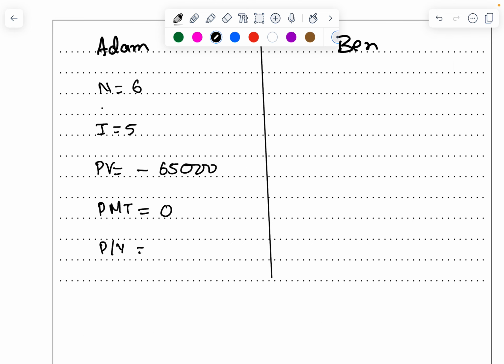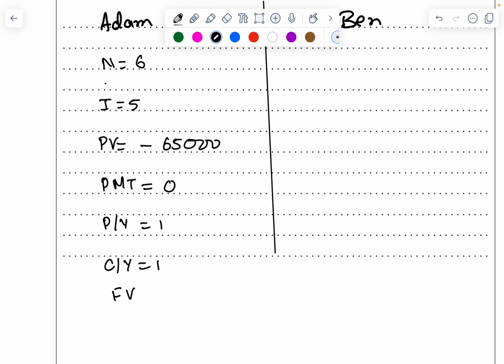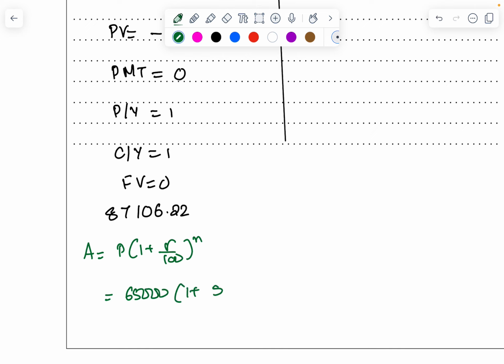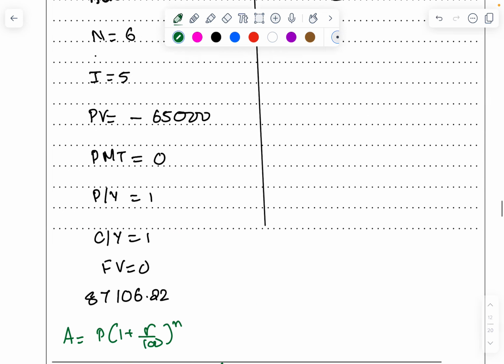P/Y is going to be 1. C/Y is going to be 1. And FV is going to be 0. Calculate FV. It is 81,106.22. If you don't want to do it by that method, you can use the formula P times (1 plus R upon 100) to the power of n. So 65,000 times (1 plus 5 upon 100) to the power of 6. That also gives you 81,106.22.